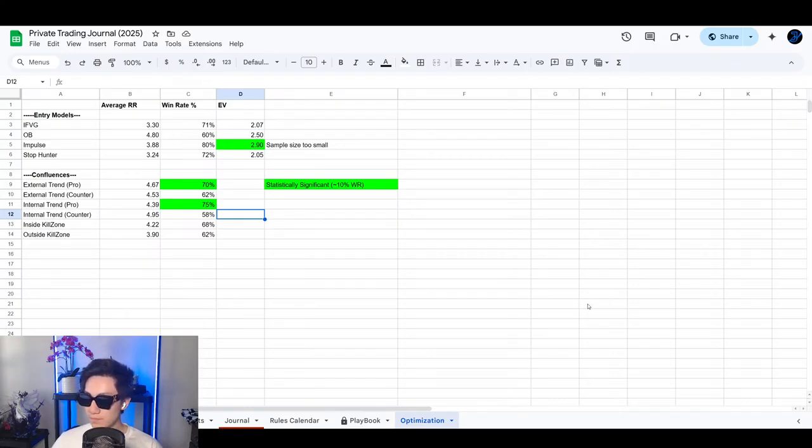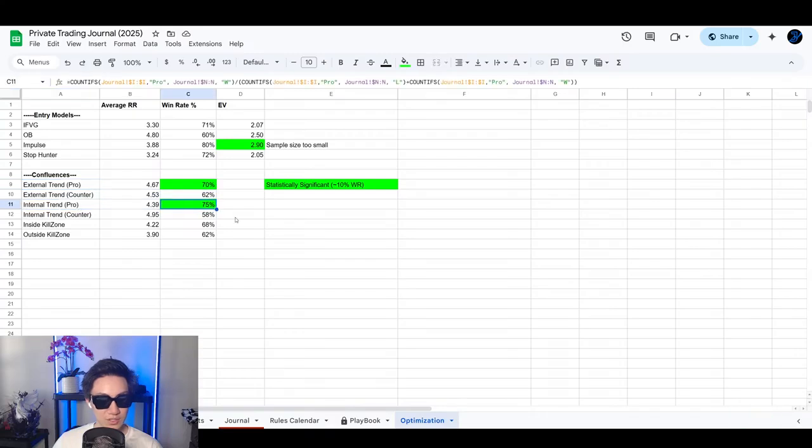So here is the data. These are statistical points you would look at in your trading. You would say, I only want to take external pro trend trades. I only want to take internal pro trend trades. You can improve your overall win rate by just filtering out everything that is counter.